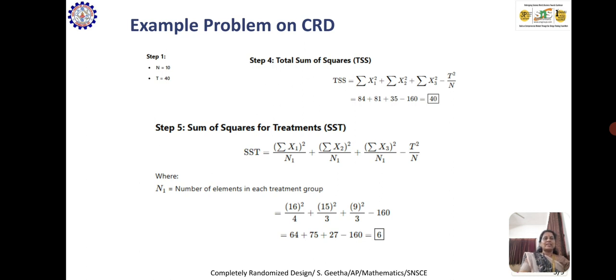After that we calculate the sum of squares between the treatments, which we take as SST. That is equal to the summation of x1 the whole square divided by n1, plus the summation of x2 the whole square divided by n1, plus the summation of x3 the whole square divided by n1, minus T square by n. T square by n is the correction factor here, and n1 is the number of elements in each group. So we substitute the values here and we get the SST value equal to 4.